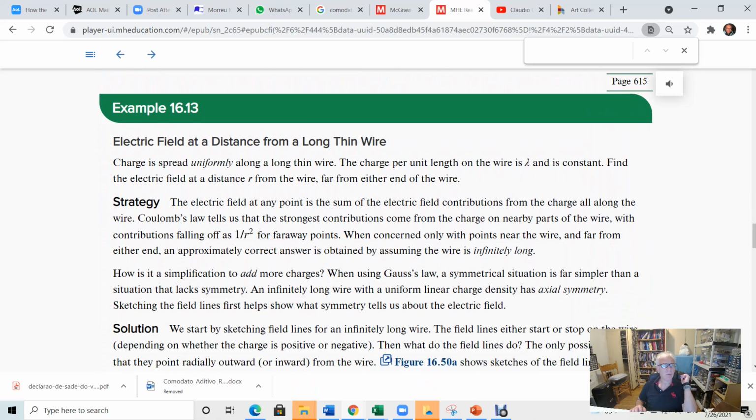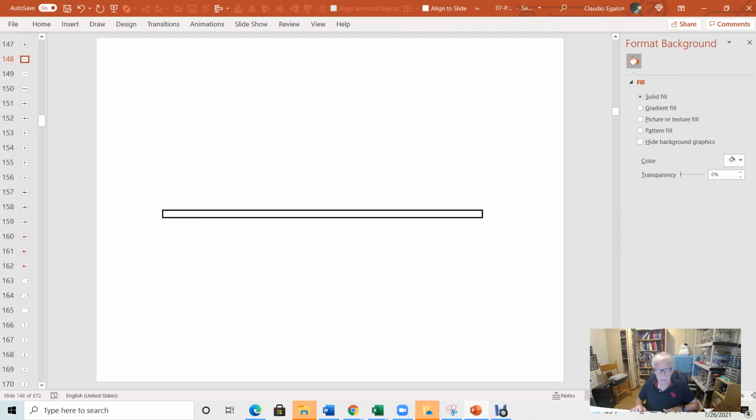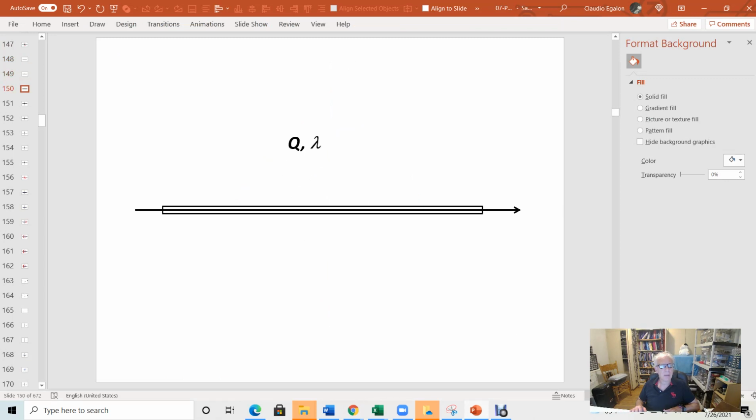Electric field at distance from a long thin wire. We're going to do it for a long thin wire now. That's what we have in my next point. Here you go. Long thin wire that's charged. Okay? Charged.